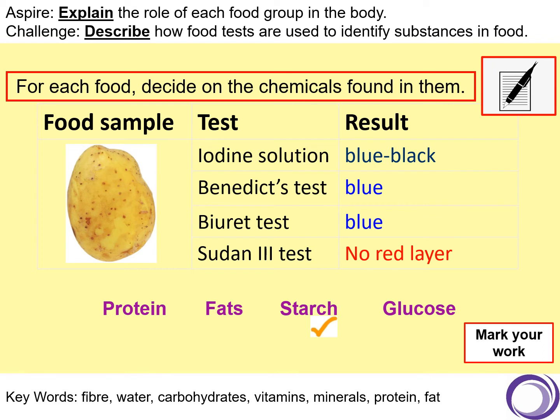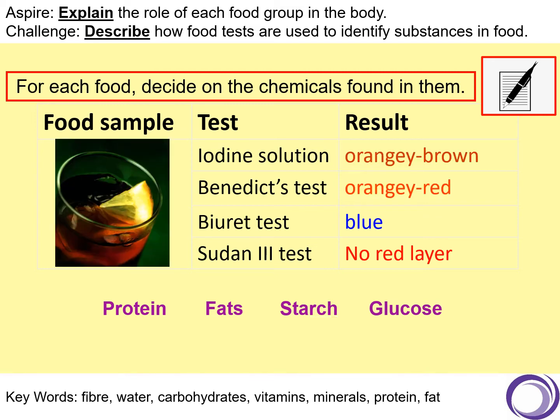So hopefully, guys, you've realised that the Benedict's test, the Biuret test and the Sudan 3 test are all negative. The positive result there is for starch, because iodine went blue-black. So hopefully you've written down that starch is present in that food. The next food is a glass of Coke. The iodine solution was orangey brown, Benedict's test was orangey red, the Biuret test was blue, and in the Sudan 3 test there was no red layer. I would like you to have a think about what food group is present based on those chemical tests in this food. I'm going to give you a minute and a half again, off you go.